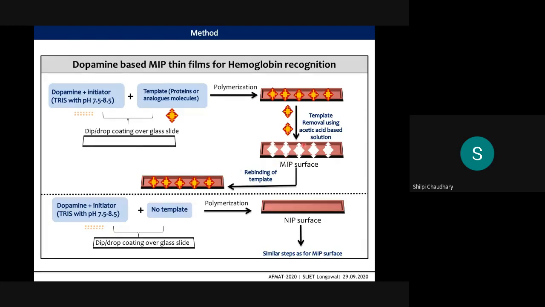So this is a surface where I have polymerized in the presence of the template molecule, which is going to be termed as the MIP surface. Whereas I have also prepared a reference sample.